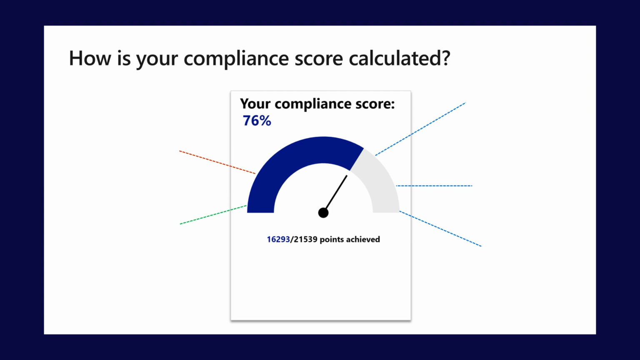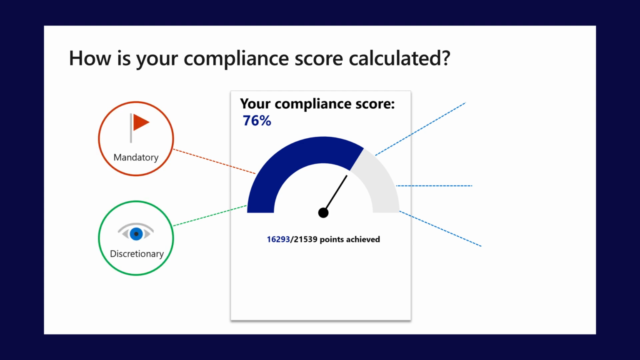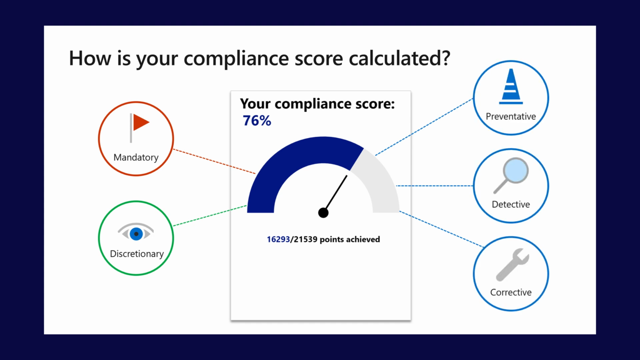Okay, so you heard me mention compliance score. What is that? This is a number that Microsoft provides as a quick way to see how your organization's doing from a compliance perspective. The score is calculated based on actions that your organization implements to ensure compliance. We call these controls, and the controls are assigned a score based on whether they're mandatory or discretionary, and then whether they're preventative, detective, or corrective.